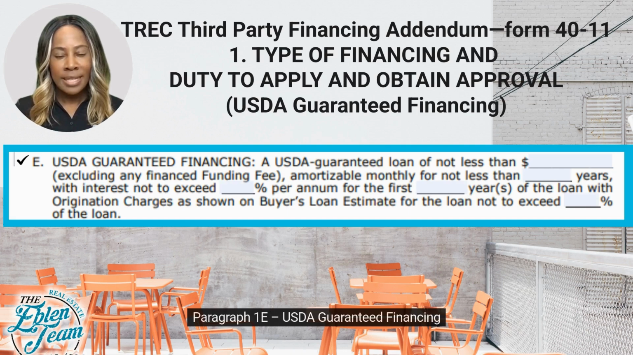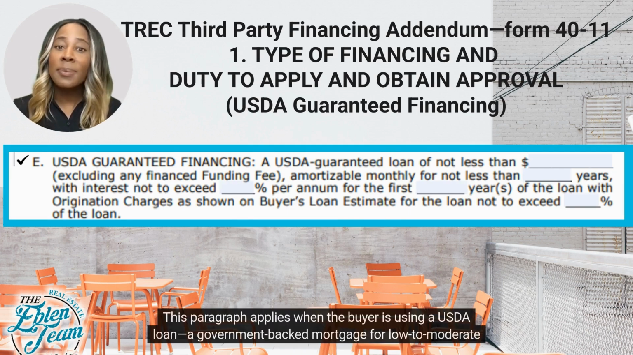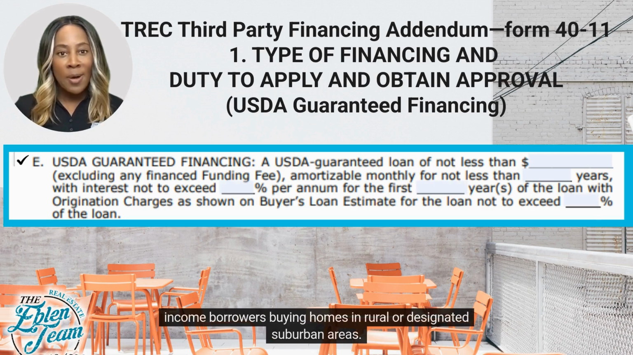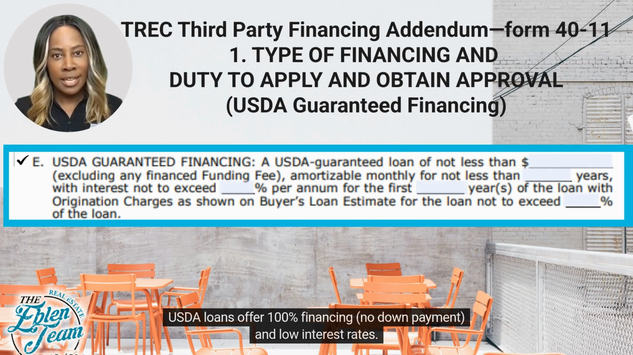Paragraph 1E USDA Guaranteed Financing. This paragraph applies when the buyer is using a USDA loan, a government-backed mortgage for low to moderate income borrowers buying homes in rural or designated suburban areas. USDA loans offer 100% financing, no down payment, and low interest rates.